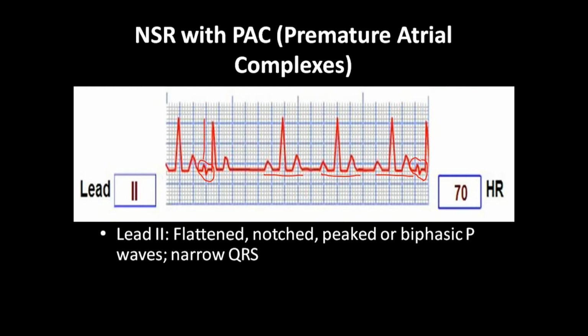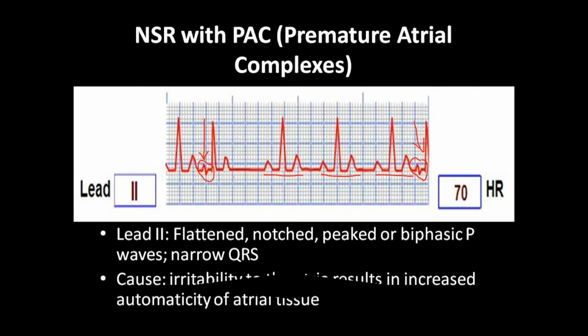So in an ECG, if you see waves like this, it clearly suggests premature atrial complexes. Usually it appears on the P wave only. The cause of such waves is irritability of the atria, which results in increased automaticity of atrial tissue. The atrial irritation will fire extra impulses, so the atrial impulses are overlapping. That is why we can see a complex.